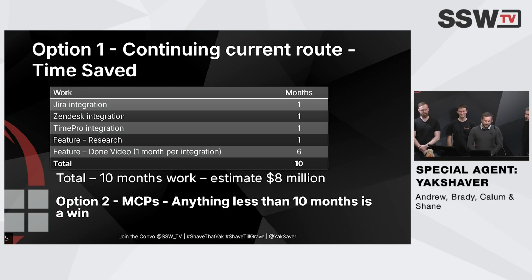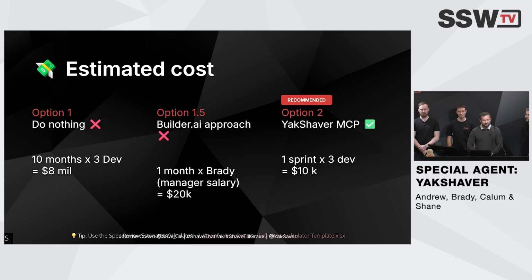Now, total 10 months work is estimated to be around $8 million, which obviously is quite a high cost for any organization. Option 2 is the MCPs. Anything less than 10 months is going to be a win. So when we look at that ROI, obviously, if we can get it anything under that 8 million, we're laughing. So the estimated cost.